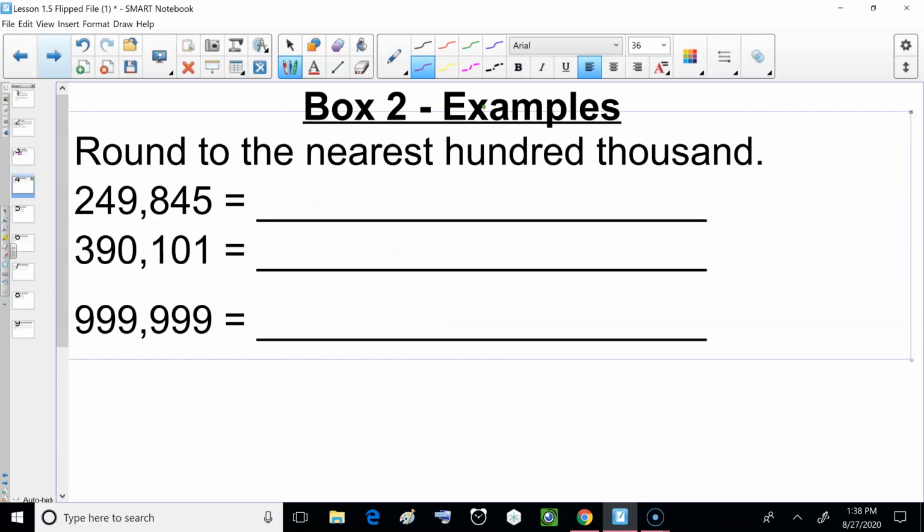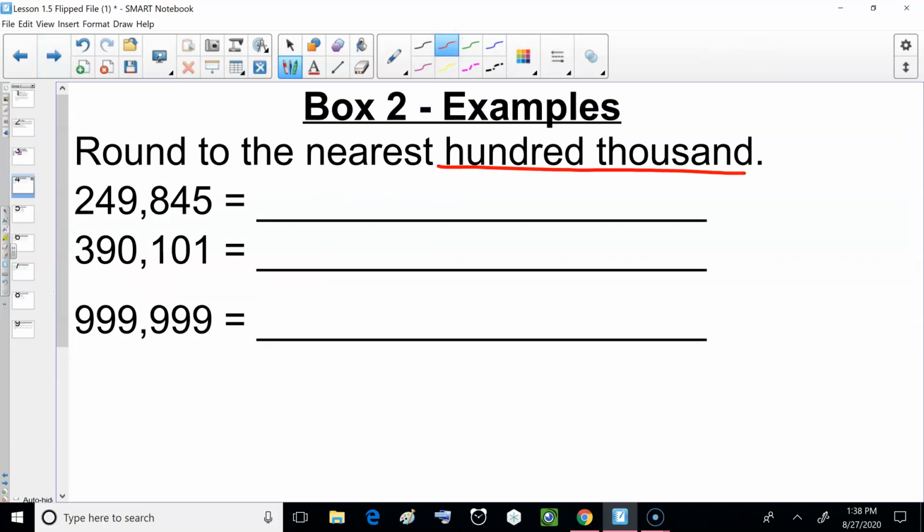As we move along, we have round to the nearest 100,000. So the 100,000 place value. Remember which one the 100,000 is? Think about 100. That would be the third one, right? But since it's 100,000, that turns into the 6th digit. So here's ones, tens, hundreds, thousands, 10,000s, 100,000s. So here's the place value we're rounding to. We'll look at the one right before it.